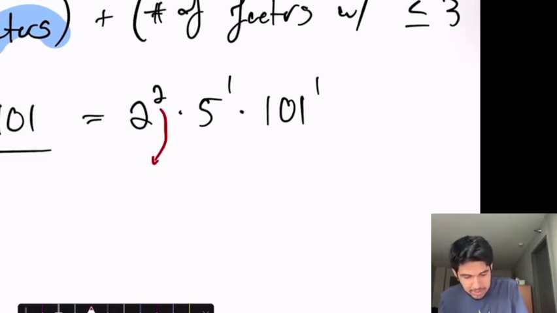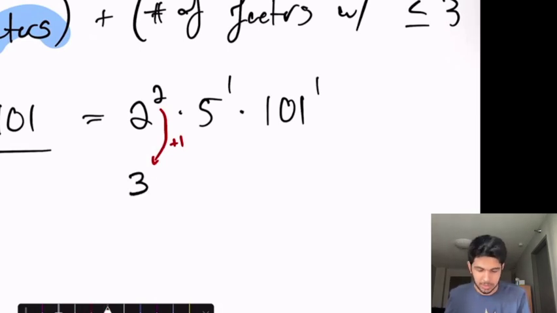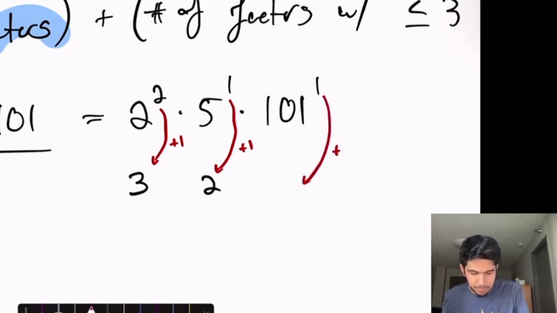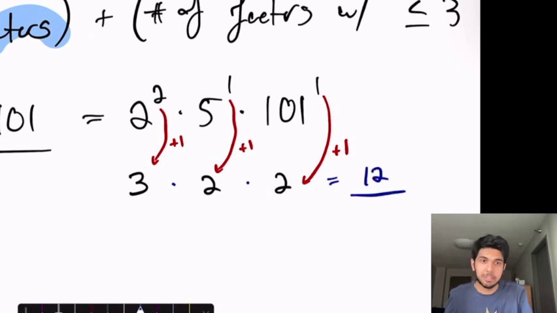We're going to increment it by 1, so that becomes 3. We move on to the next power, which is 1, 5 to the power of 1. We're going to increment it by 1, it becomes a 2, and keep it as is. Look at the next power, 1, increment it by 1, that becomes a 2. And now we're going to multiply all of these new powers together. 3 times 2 times 2 equals 12.